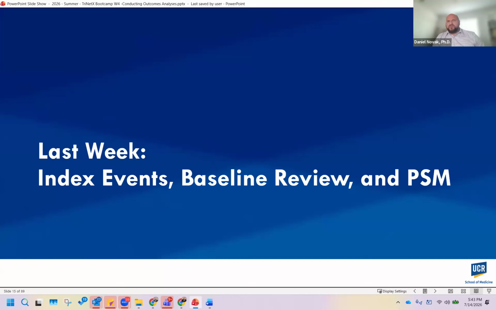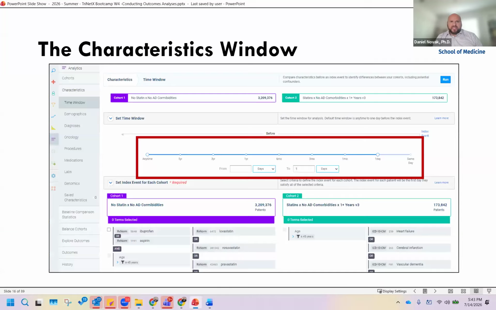Last week, though, let's do a quick revision of what we talked about in the last video, which you'll find on YouTube. We talked about the characteristics window. This is from the day that your study begins, that somebody first enters your study. The characteristics window, and you can see here it's over in the left-hand side of your analysis tool, of your compare outcomes analytics tool.